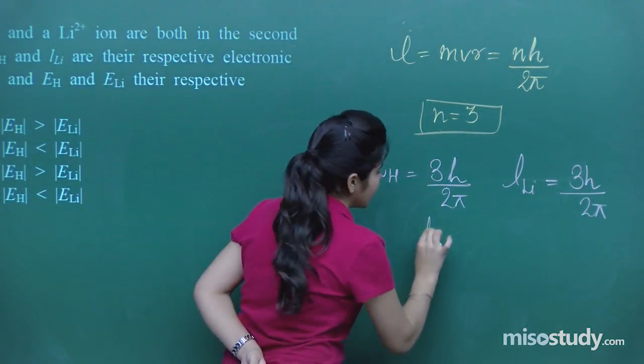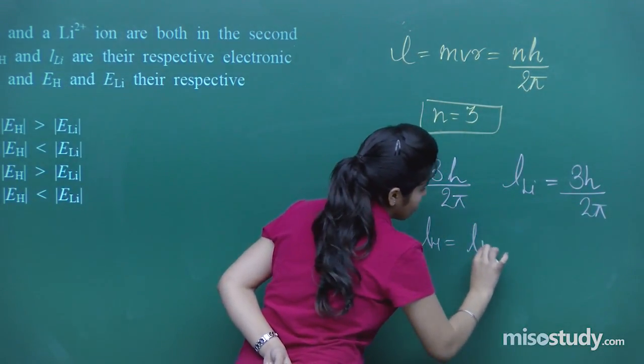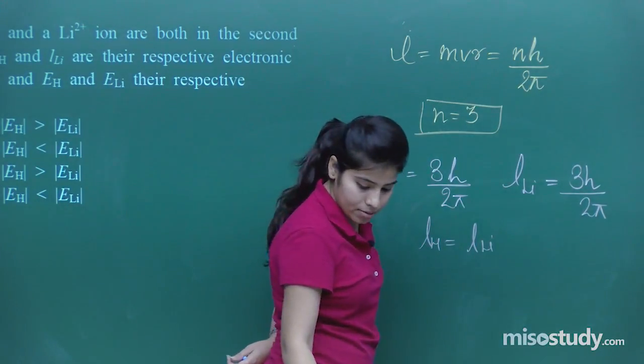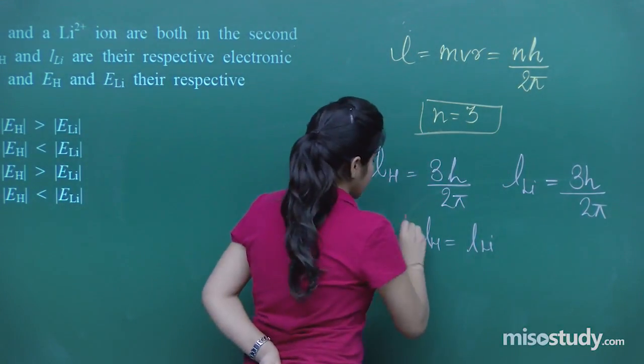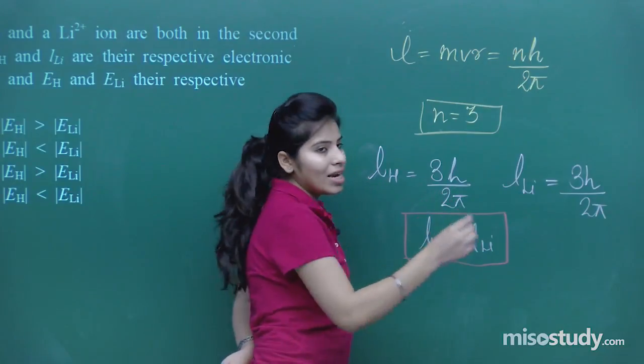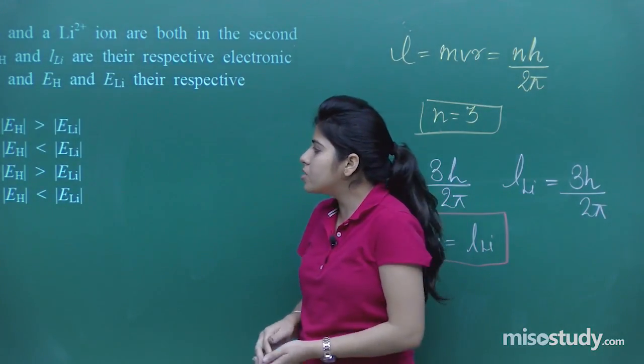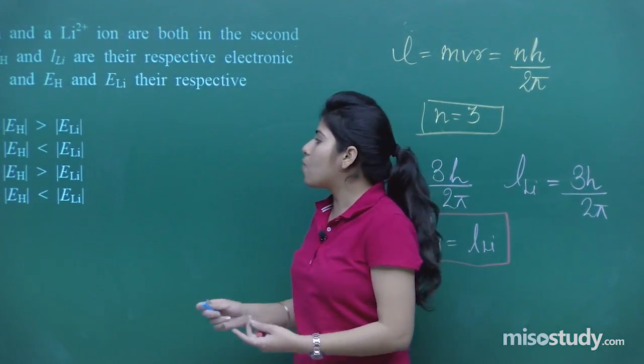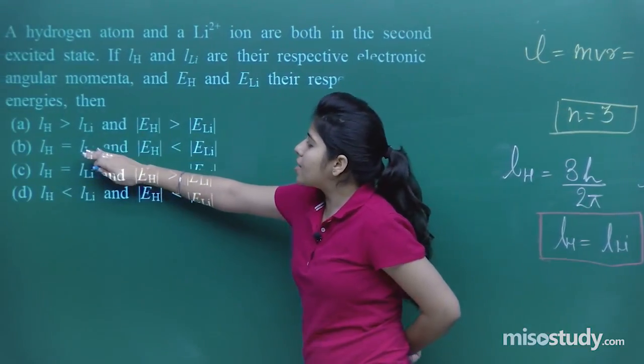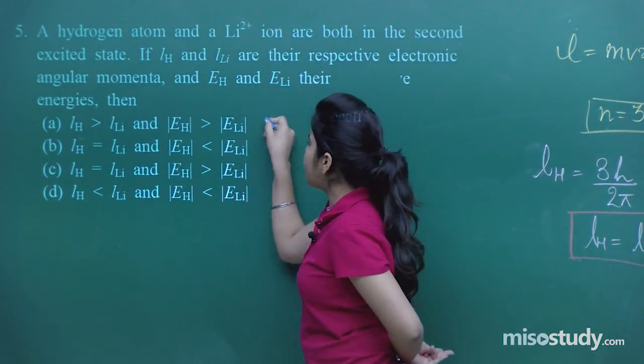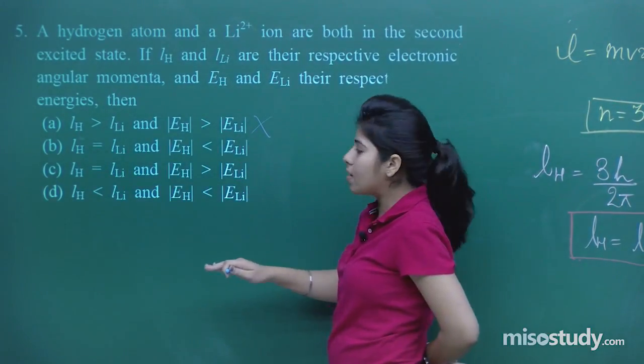So you can see here LH has come out to be equal to Li. That means one relation has been arrived at. So let me reduce the number of options. I can see that LH is greater than Li. Definitely this cannot be the answer.